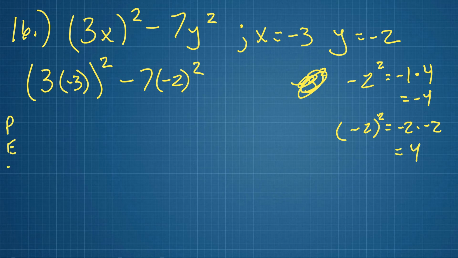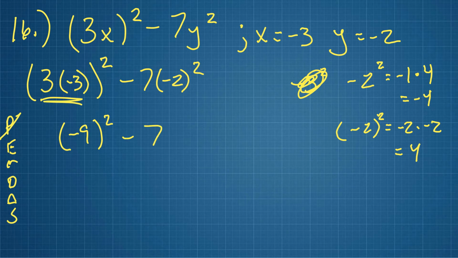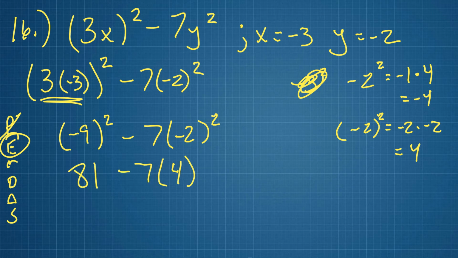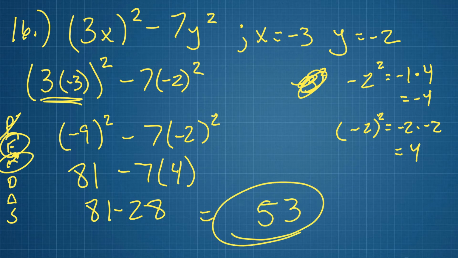Now, I do the same thing. I follow my PEMDAS. I do inside the parentheses. That's why I have negative 9 squared. Notice it's inside parentheses. Minus 7 times negative 2 squared. I have to do the exponents. And because they're in parentheses, they're both positive. So I have 81 minus 7 times positive 4. Not negative 4, positive 4. Now I have to do multiplication. So I have to do 81 minus 28. And look at that. We get 53 again. Same answer.